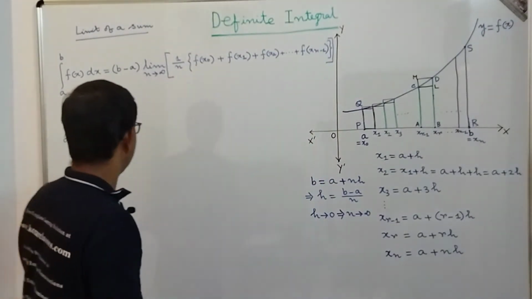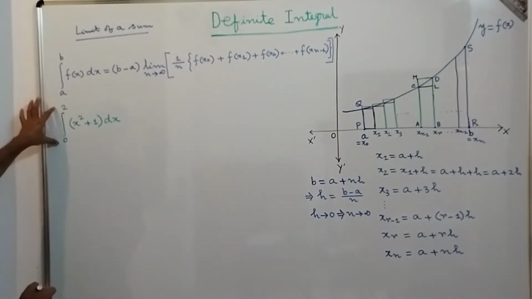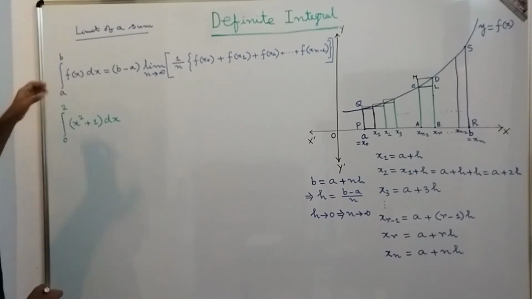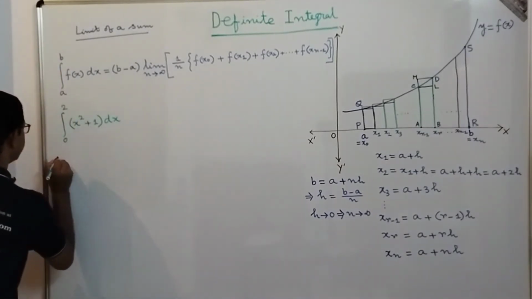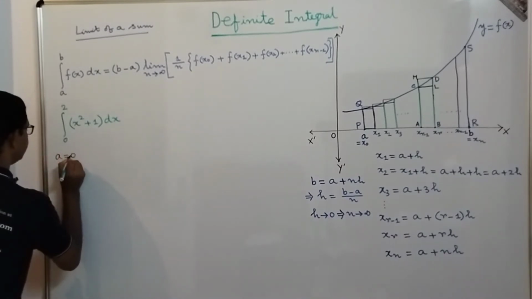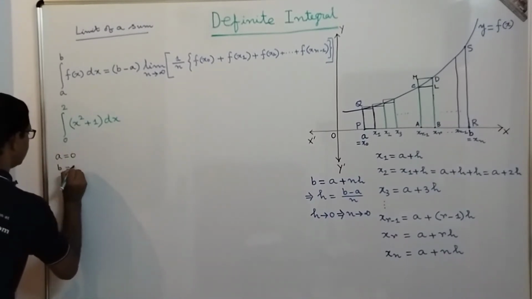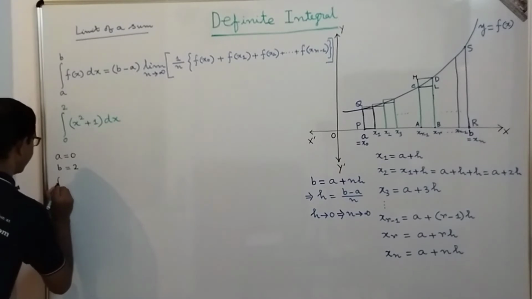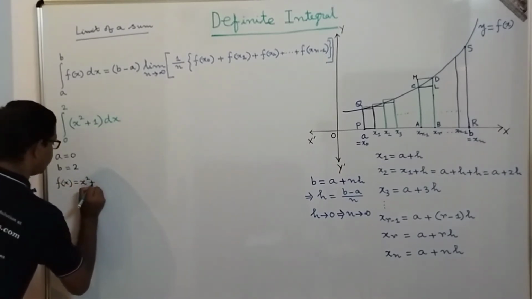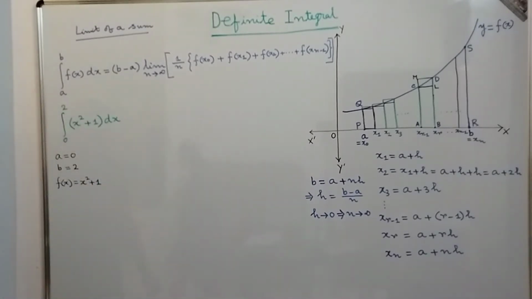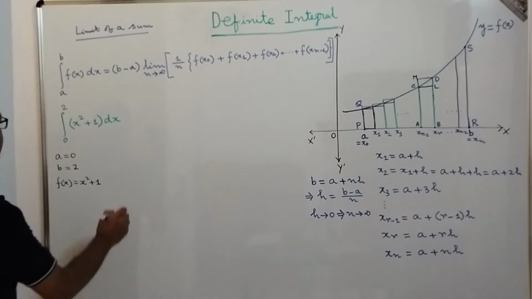What to do? So if we make an analogy with this formula, what do we get? We get the value of a as 0, the value of b is equal to 2. What is the value of f(x)? f(x) is equal to x square plus 1. Okay, so these are the values we get. So now what can we write here?